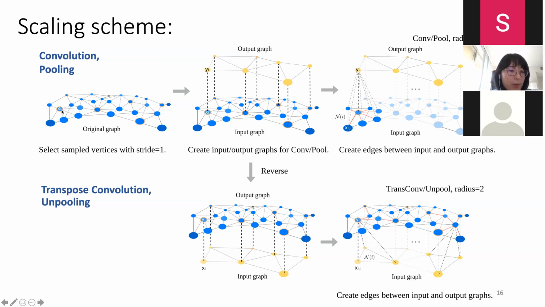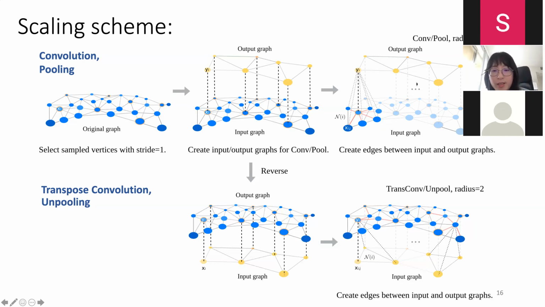Suppose the sampling stride is 1. Then it means that we will select a subset of sampled vertices so that their one-ring neighbors are not selected. And after selecting those vertices, you can see the output graph like this, and we get the new connectivity of this output graph based on the connectivity of the original graph.